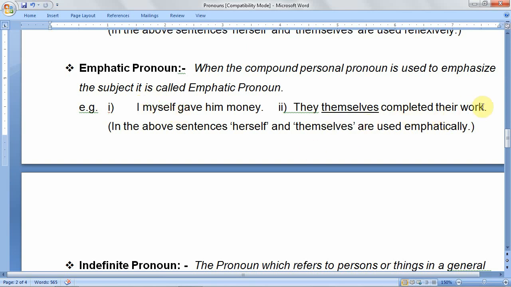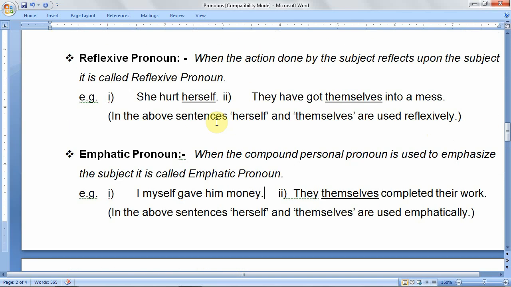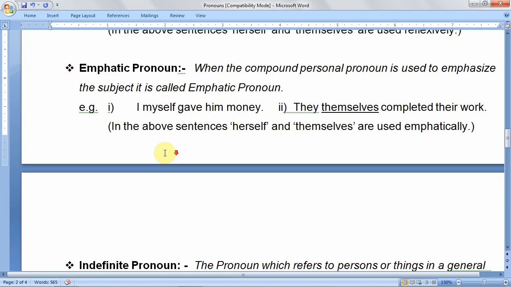They themselves completed their work. They themselves, they did not take the help of anybody else. They alone were there to solve their work. That's why it is considered "they themselves." In the above sentences, myself and themselves are used emphatically. Now, hope you understood reflexive pronouns and emphatic pronouns.